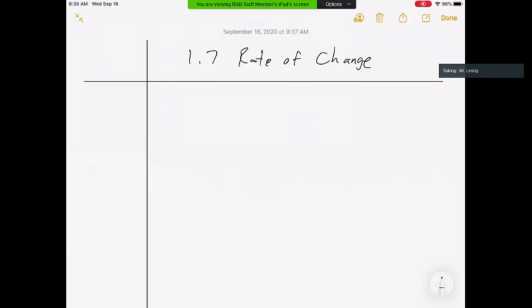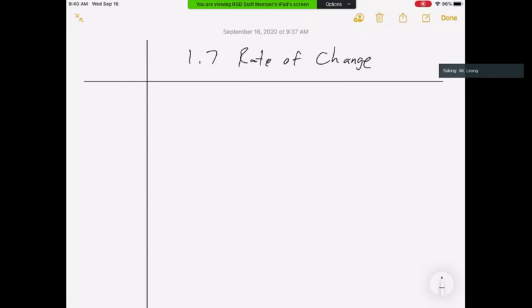Okay, today we are talking about rate of change. I'd recommend, if you have some colored pens or something like that, that'd be a good one to use for this, just to help you see what we're talking about. So first, let's do a definition.